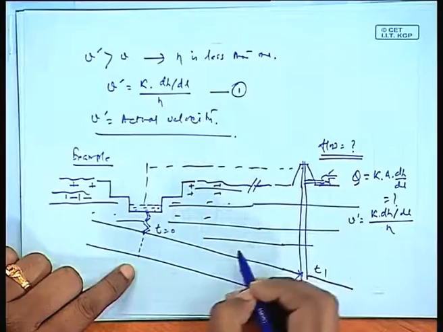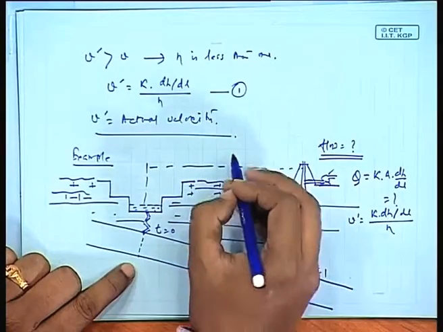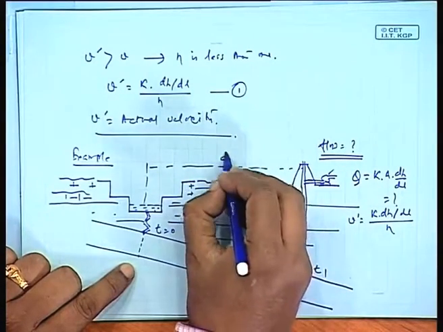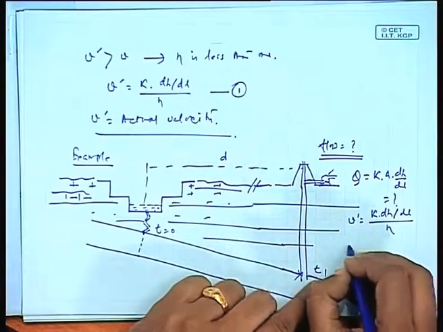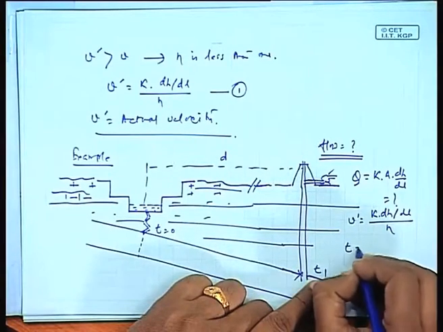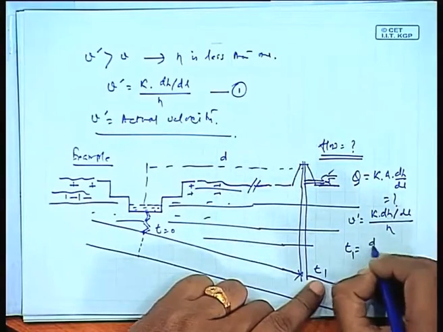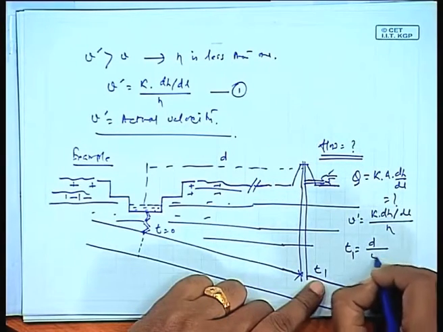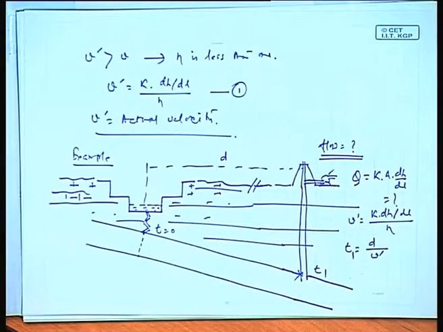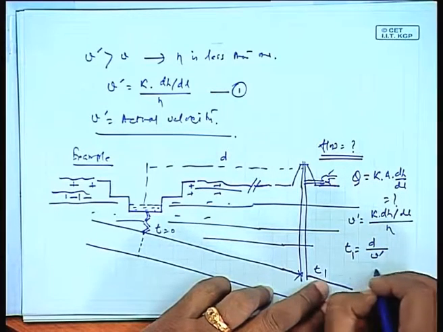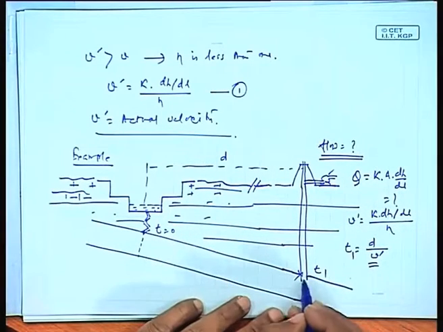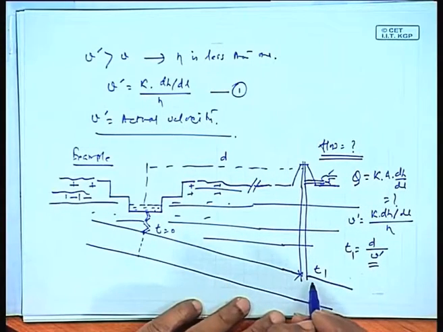If it is at a very long distance, we can find out the time t1 from d by v, the distance divided by velocity, to find out the time when the water is likely to be polluted.